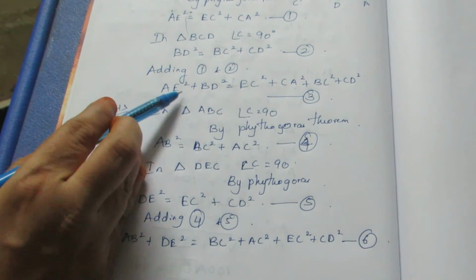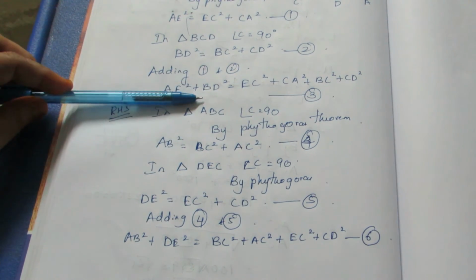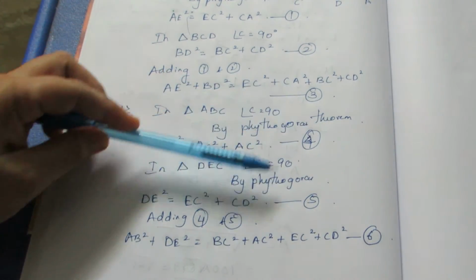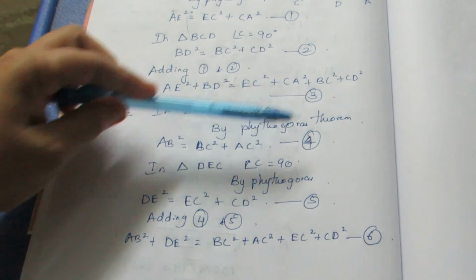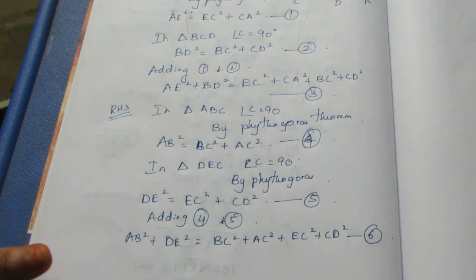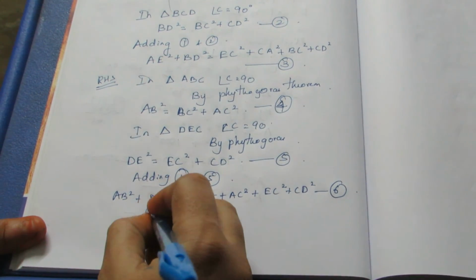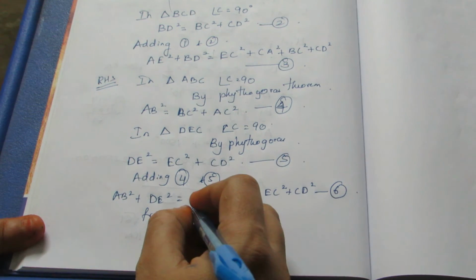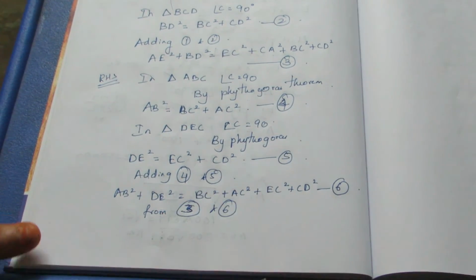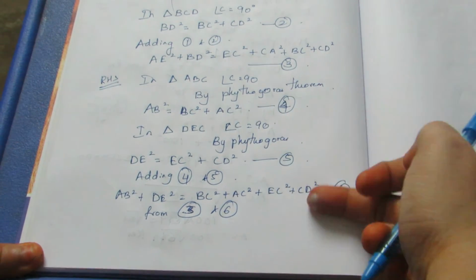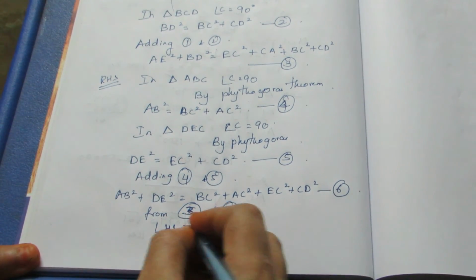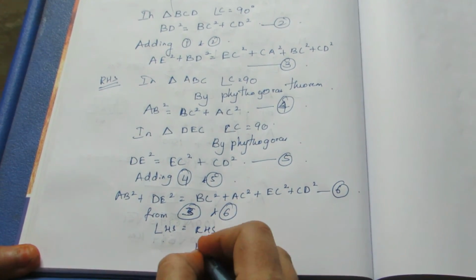Check with your equation 3 and 6. Both are the same. AE square plus BD square is equal to EC square plus CA square, or AC square, BC square, CD square. So both are equal. From 3 and 6 we found that these two are equal. Therefore these two will be equal. LHS equals RHS, hence proved.